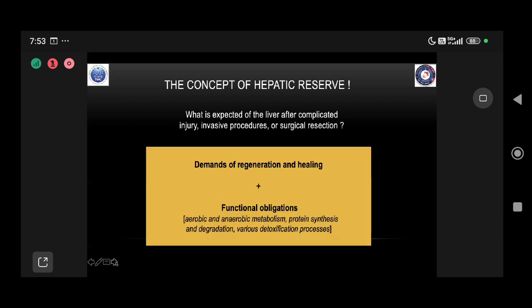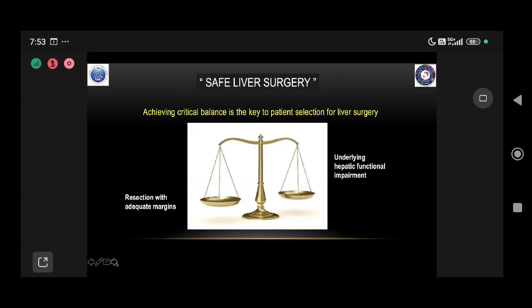There is something called the concept of hepatic reserve. Once you remove a part of the liver, whatever is left behind has to meet the demand of regeneration and healing, plus the functional obligations of the liver, which we know are the metabolic functions, protein synthesis, detoxifying. If any of them is impaired, you will have something called post-hepatectomy liver failure, which is the most common cause of mortality after liver resection.